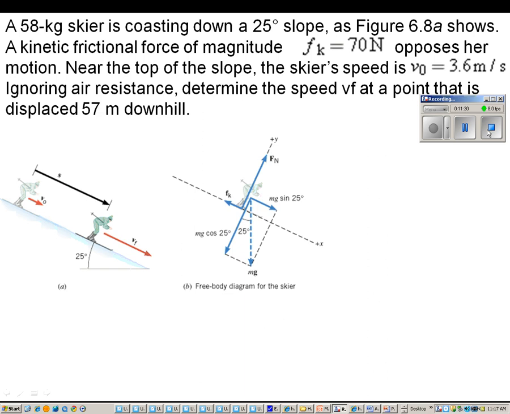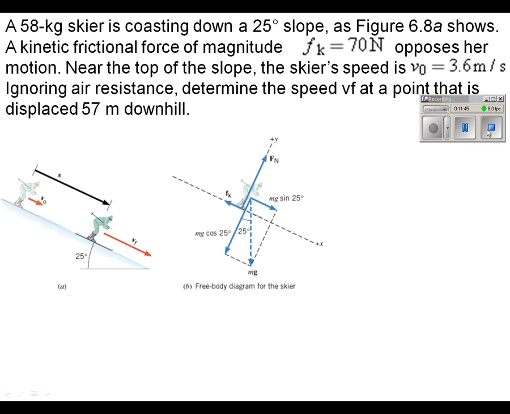And so we have our free body diagram of the skier right here, showing us all the different forces that are acting. The normal force and mg cosine 25 actually do no work because the xy axis is this way, and this person is not moving up or down in the y-axis. So no work is being done by either of those forces. The work being done is by the kinetic frictional force and the mg sine 25 force.